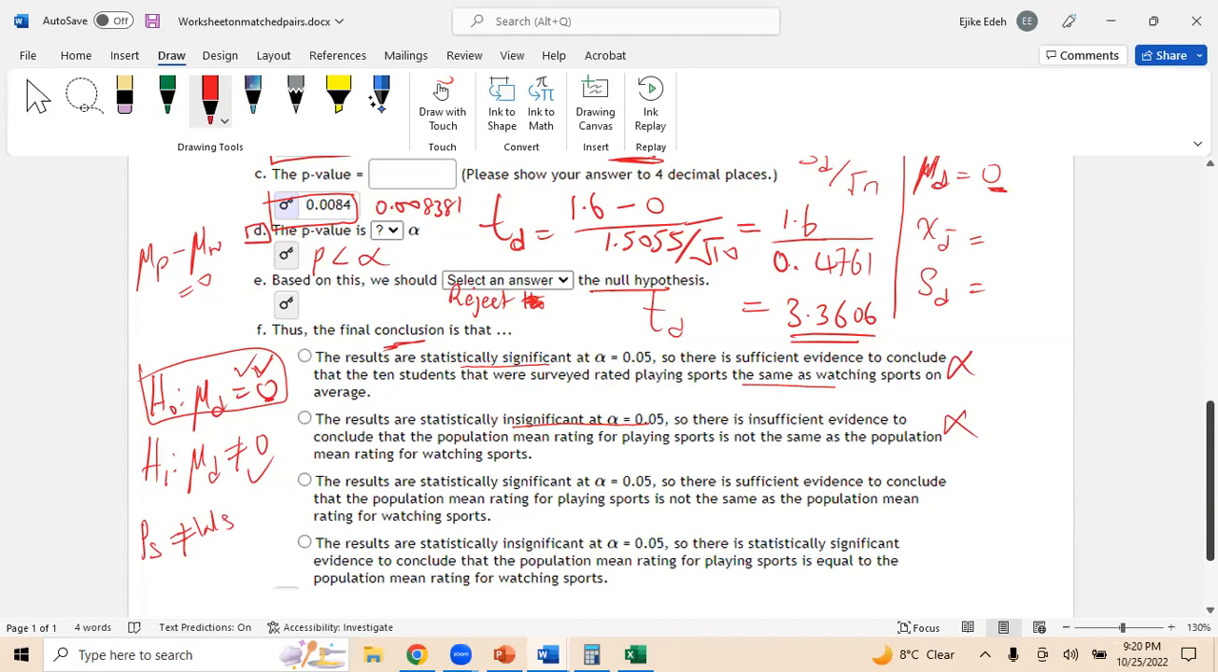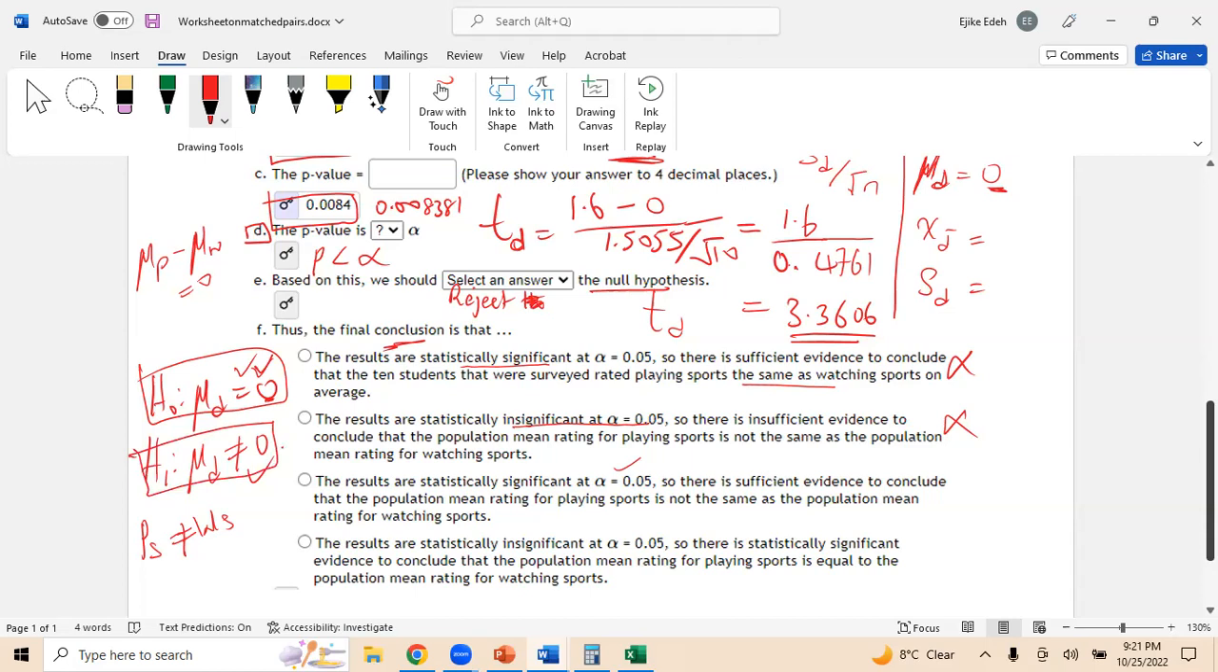The results are statistically significant at alpha 0.01. That is true. So there is sufficient evidence to conclude that the population mean rating for playing sports is not the same as the population mean rating for watching sports. And that is what our alternative is saying. And remember, we supported the alternative. We rejected the null and supported the alternative. So that is exactly what the alternative is saying.